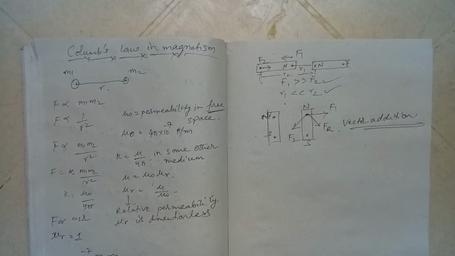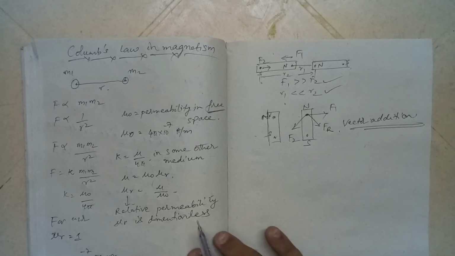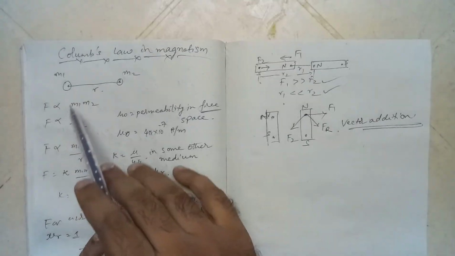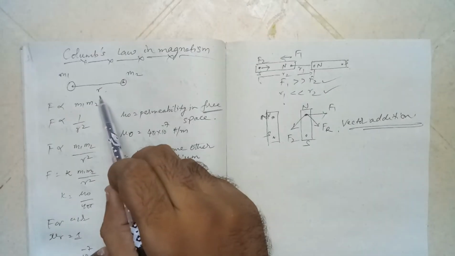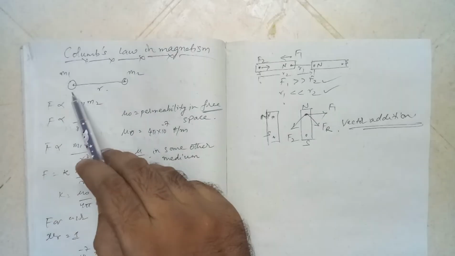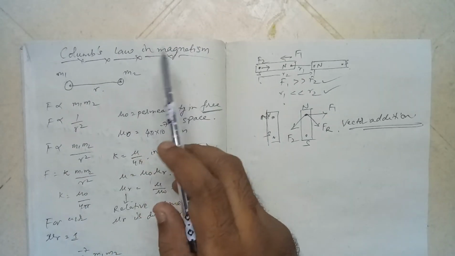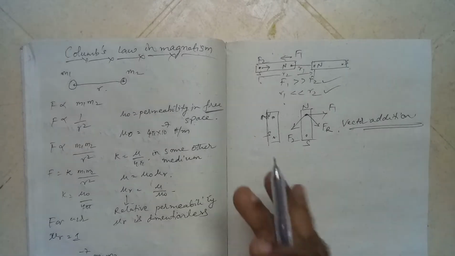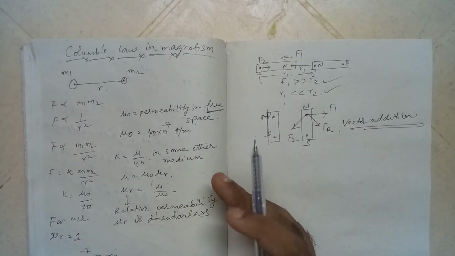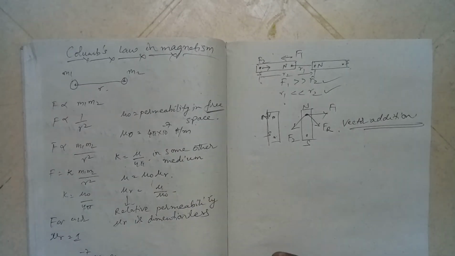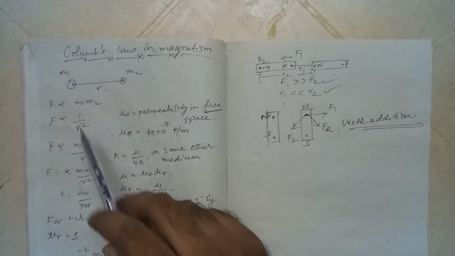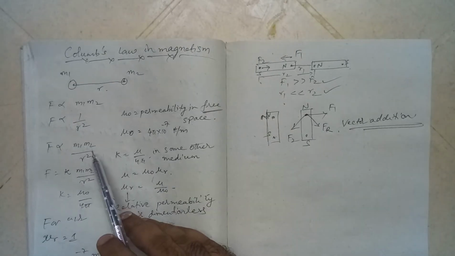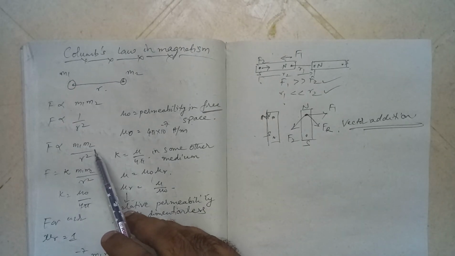Let's discuss Coulomb's law in magnetism. Let us say there are two poles, M1 and M2, separated by a distance r. M1 can belong to one magnet, M2 can belong to another magnet. You know, in a magnet the M value is equal and opposite. So we are talking about two different poles. They will experience either a force of attraction or repulsion.